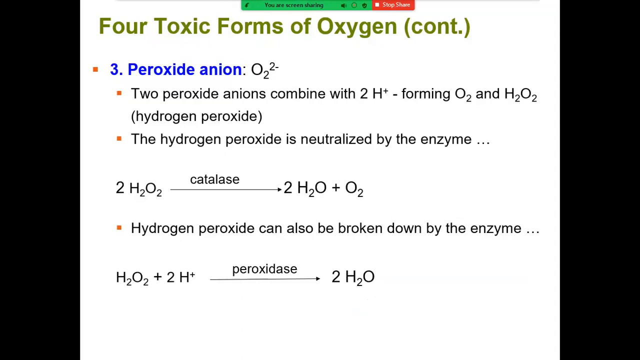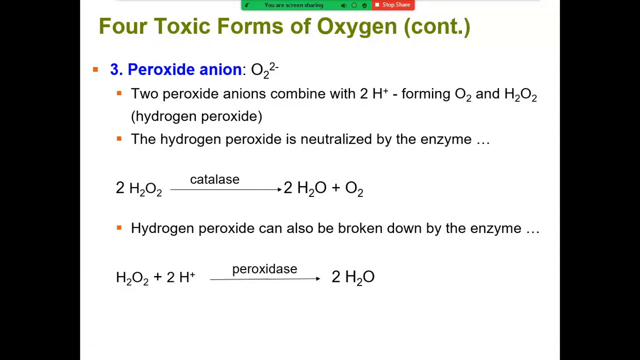It's any peroxide anion, such as hydrogen peroxide, shown here. It's toxic. That's why we use it as an antiseptic, because it kills bacteria. To us, hydrogen peroxide is not terribly toxic, at least in small amounts, because we have the enzyme catalase, which breaks it down. Two molecules of hydrogen peroxide in the presence of catalase break down into water and oxygen.